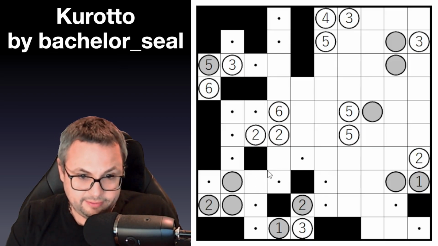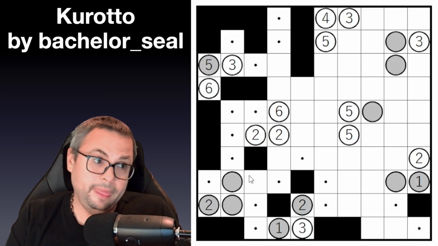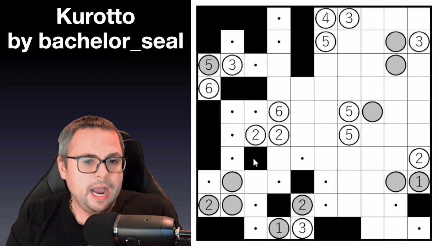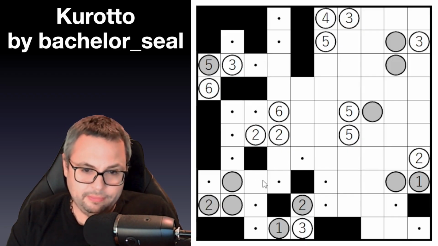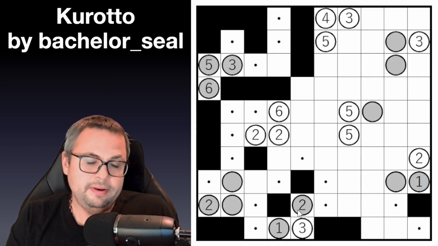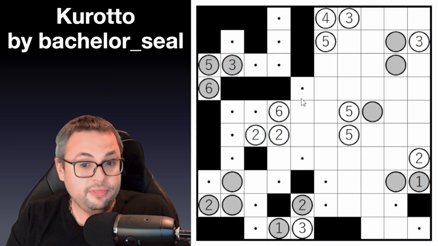And it needs a second shaded cell, which is either going to be that one or that one. I suspect it's going to be that one, but who knows? But anyway, we know that that is now shaded because this 3 still needs to finish, but now the 3 is finished.